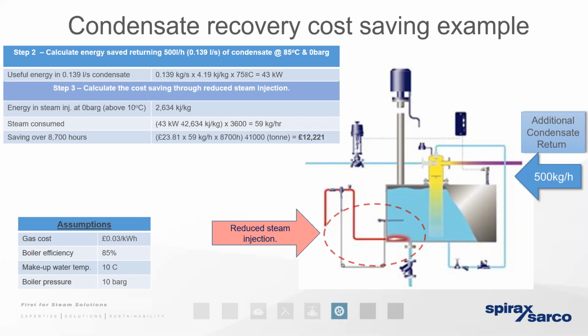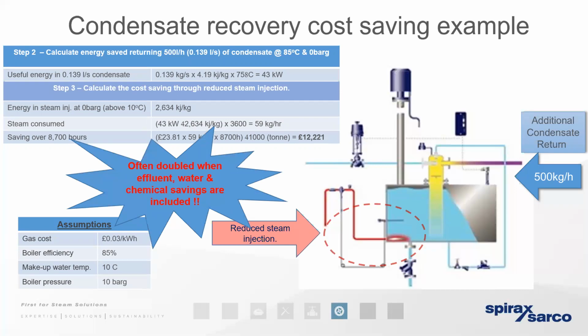This is indicative of a return rate of just an additional 500 kilograms per hour. So it's scalable. But that's just the energy saving. And typically, when we want to factor in the cost savings associated with minimizing the raw water and minimizing the chemicals that we then need to add to that water, then typically the cost savings overall mean that it's going to be doubled.